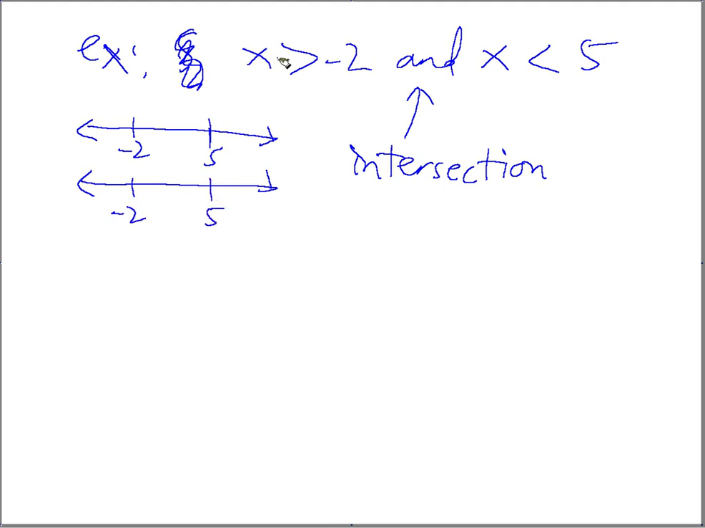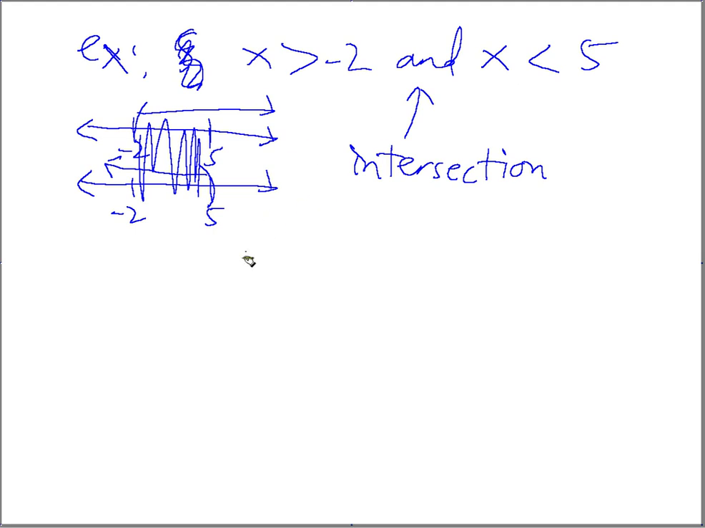Let's graph this first one. Let's put a parenthesis on negative 2, and the arrow goes to the right. So I'm graphing the first inequality up here. Let's graph this inequality down here. What goes on 5? Parenthesis, but this time the arrow goes to the left. So as you can see, these two graphs have an overlap between negative 2 and 5. Therefore any real numbers that fall in here will satisfy both of these inequalities.